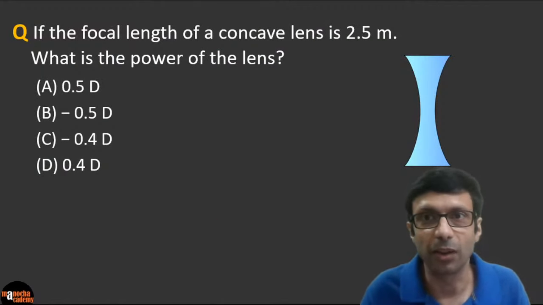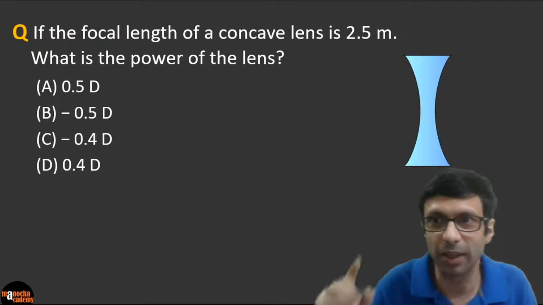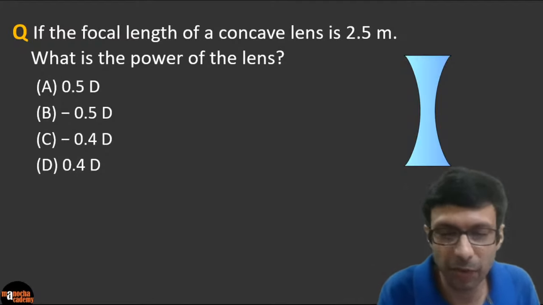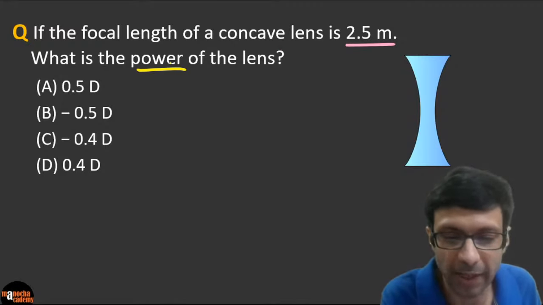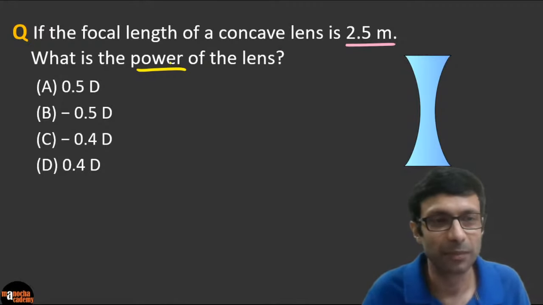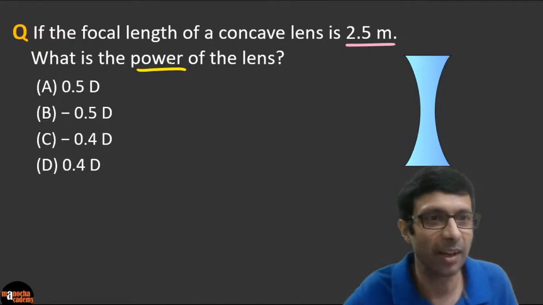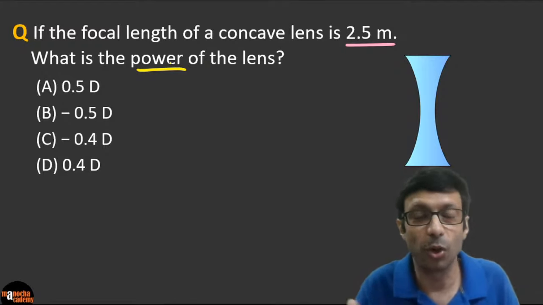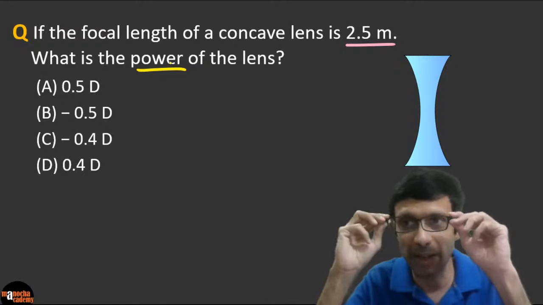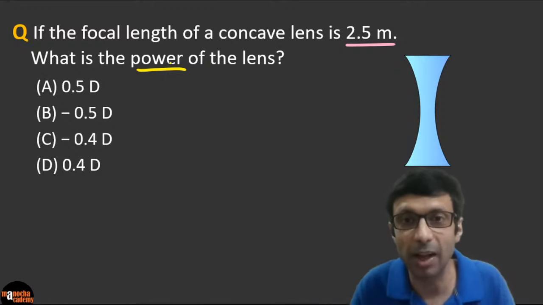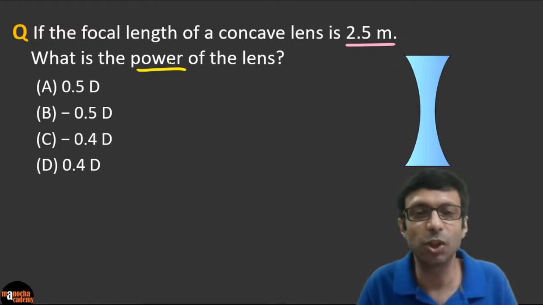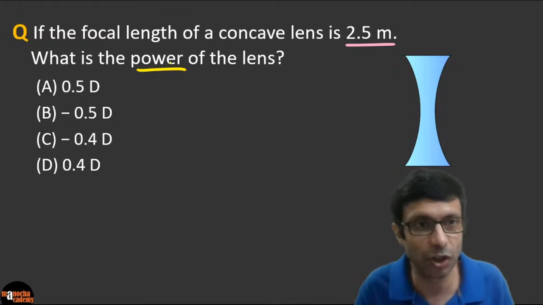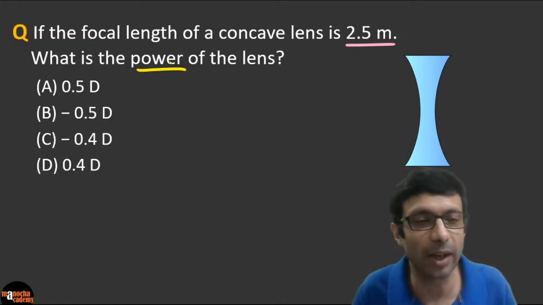If the focal length of a concave lens, so you can see there's a concave lens here, is given as 2.5 meters, what will be the power of the lens? Guys, you need to find the power. And I'm sure you must have heard this term, right? A lot of people say, you're wearing eyeglasses, like I'm wearing spectacles or eyeglasses. A lot of people ask, what is your power, right? You've heard of this term, power of the lens, which tells you the degree of convergence or divergence of the lens. So how do you calculate this power?